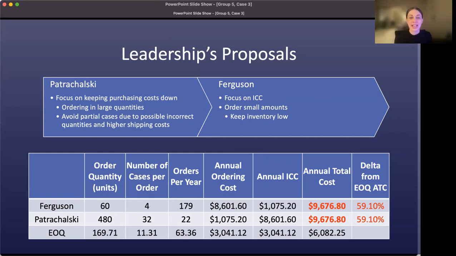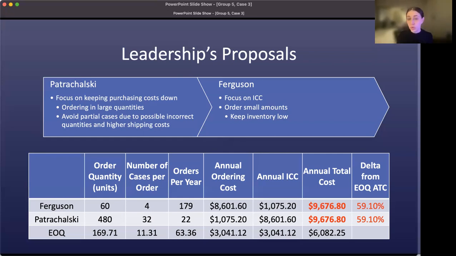The chart below is highlighting both of those proposals, and the top line is breaking down Ferguson's proposal to keep the inventory low and reduce the cost to carry inventory, suggesting ordering 4 cases at a time results in 179 orders per year with an annual ordering cost of $8,600 and inventory carrying cost of $1,075, bringing us to an annual total cost of $9,676.